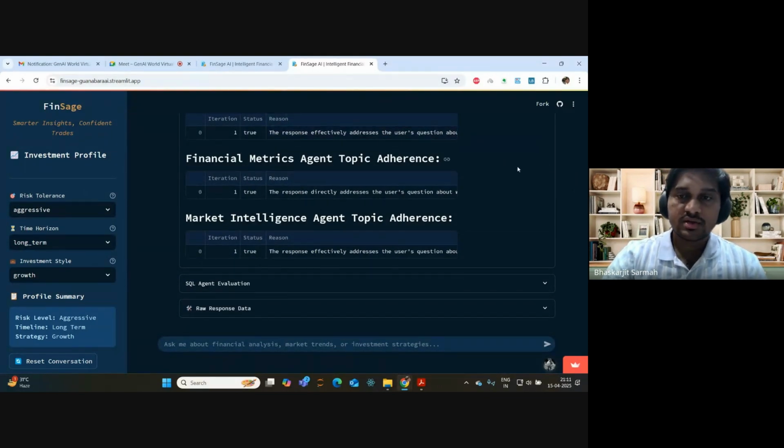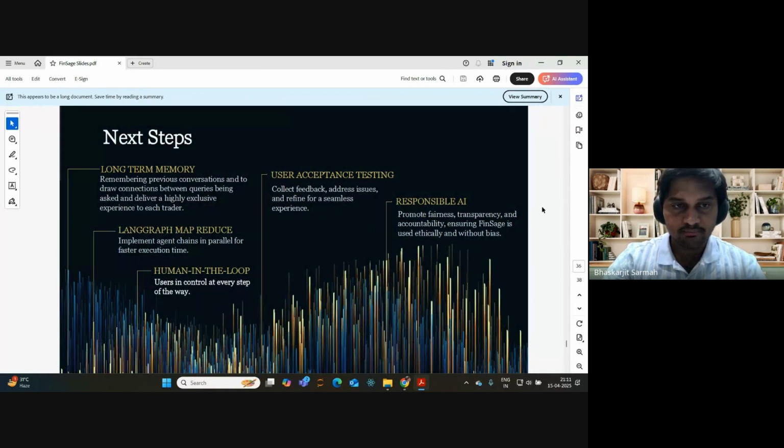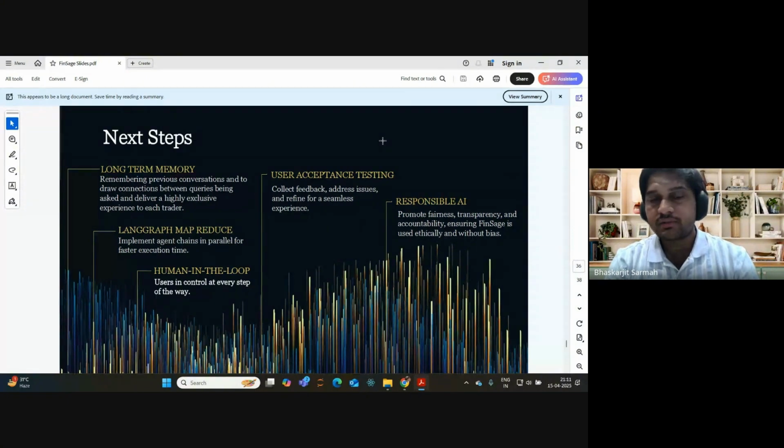But again, this is just the first version of FinSage. As a next step, we plan to add some long-term memory. Right now, if you go to FinSage and talk to this tool, it will not remember your conversation like what you see in ChatGPT. That is actually important to have, because if you think about using this tool for all the different types of traders, let's say you are a trader in the equities market or a trader in the fixed income market, then every trader generally belongs to one particular asset class.